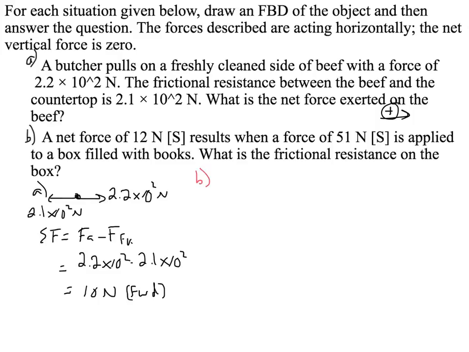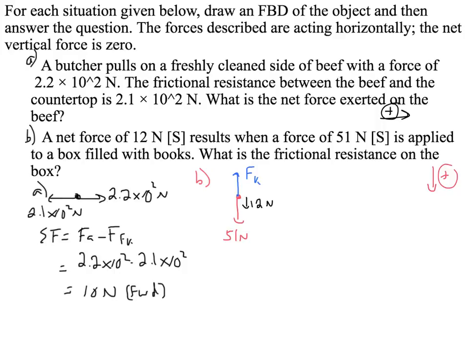B says, a net force of 12 newtons south results when a force of 51 newtons south is applied to a box filled with books. What is the frictional resistance on the box? So let's draw our diagram. Again, let's set down as positive to make it easier. We'll say that is 51 newtons. Going back the other way is going to be the kinetic friction. And as a result, we get a net force of 12 newtons south.